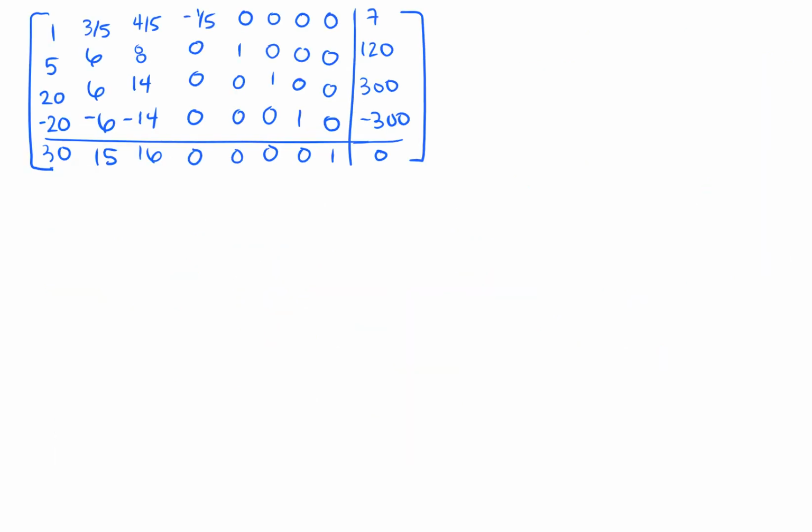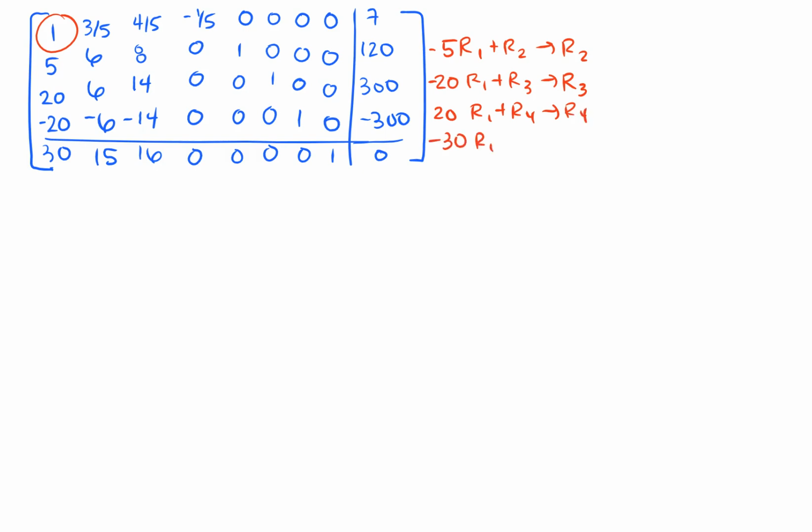Alright, after dividing row 1 by 5, we end up with the following tableau. And so we are pivoting on the 1 that is in the 1, 1 position. So if we pivot, we will need negative 5 row 1 plus row 2 into row 2. Let's see, we'll do negative 20 row 1 plus row 3 into row 3. Positive 20 row 1 plus row 4 into row 4, and finally we'll have negative 30 row 1 plus row 5 into row 5.